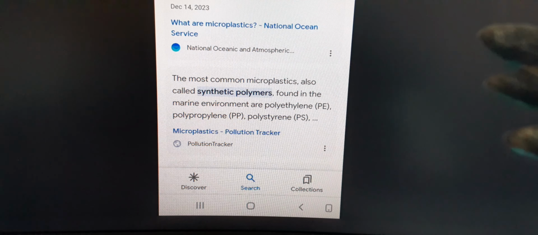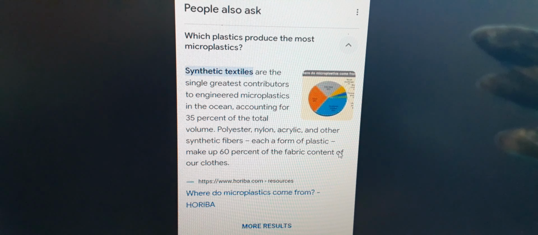All right, in my search for microplastics, I should probably figure out what I'm actually looking for. And the most common microplastics are synthetic polymers. Other types of microplastics would be your polyester, nylon, acrylic, and synthetic fibers that are found in your clothes. And when you wash your clothes, the water is actually returned back to the waste treatment plants.